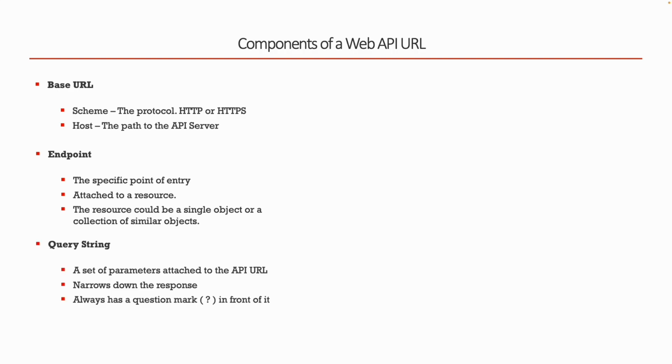Lastly, we have query strings. These are nothing but a set of parameters attached to the API URL. They are used to narrow down the response received from the API server. A way to identify the query string is they always have a question mark in front of them.